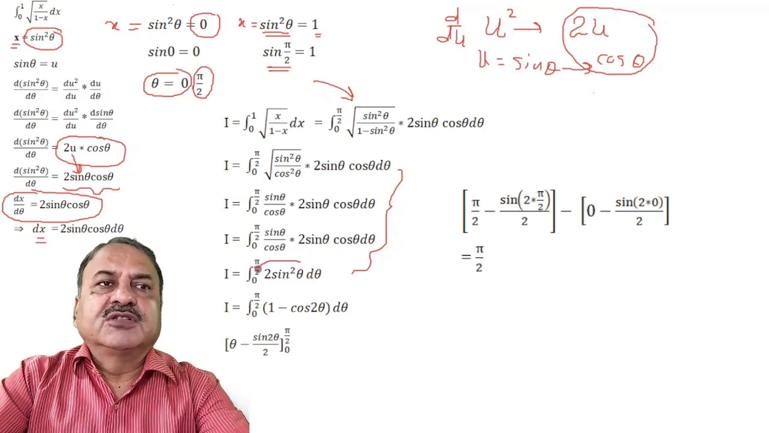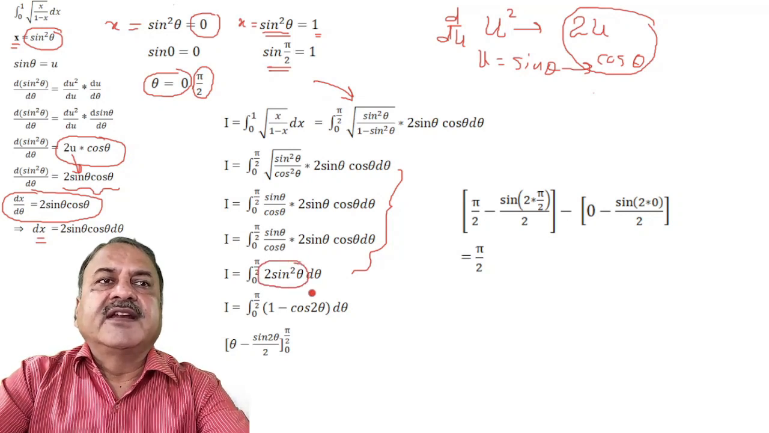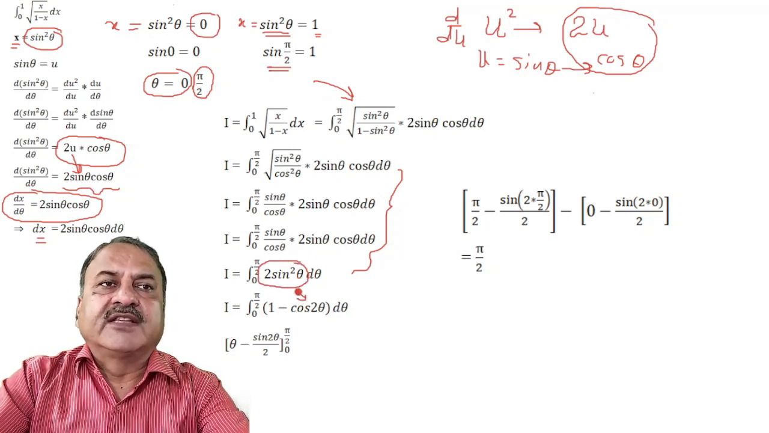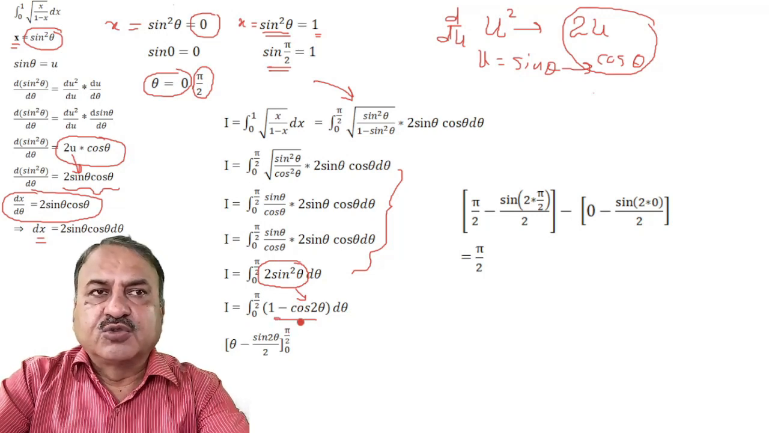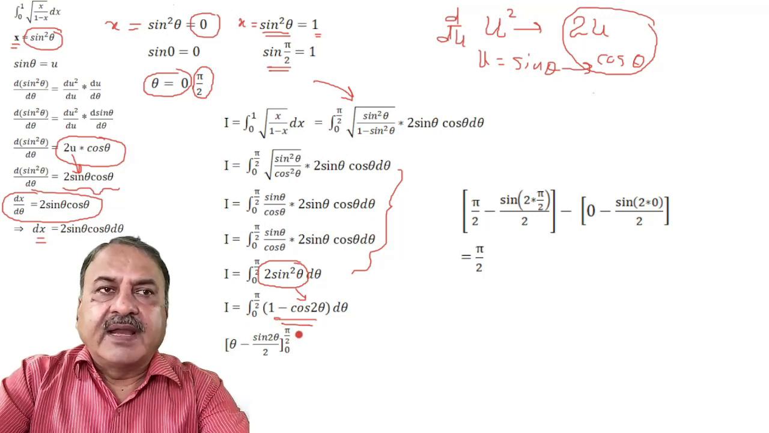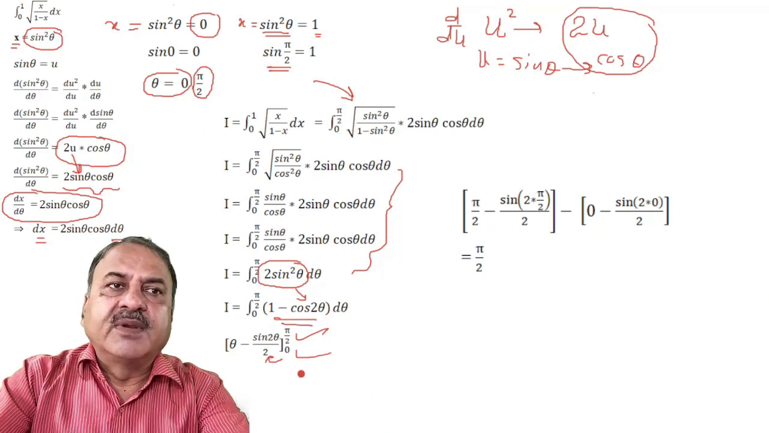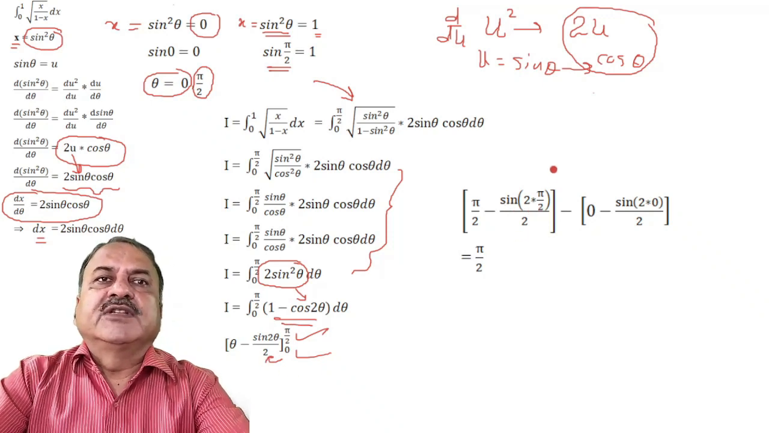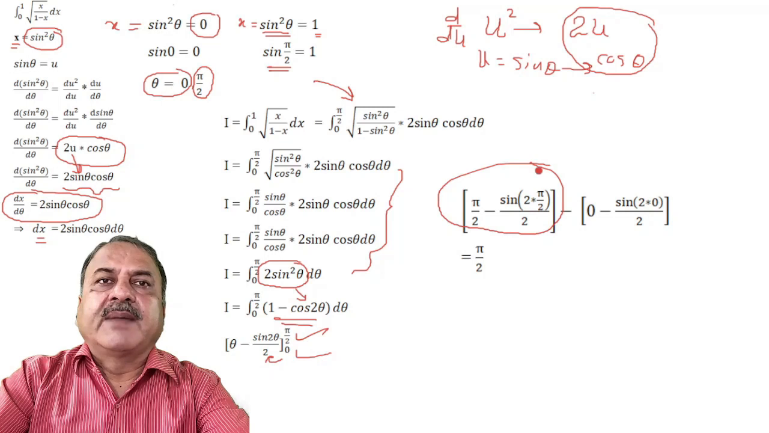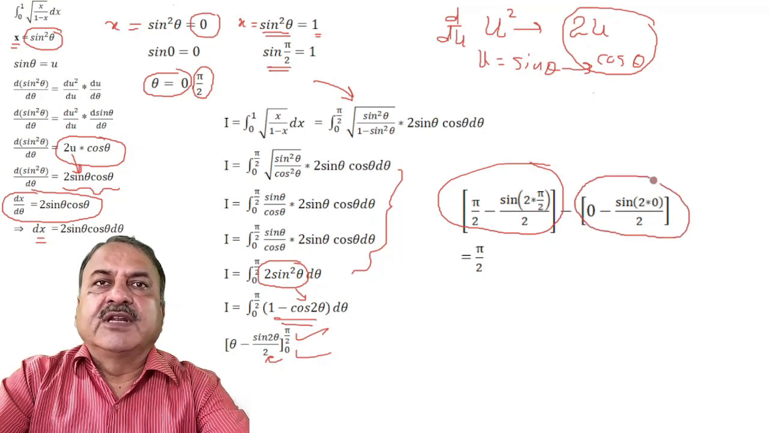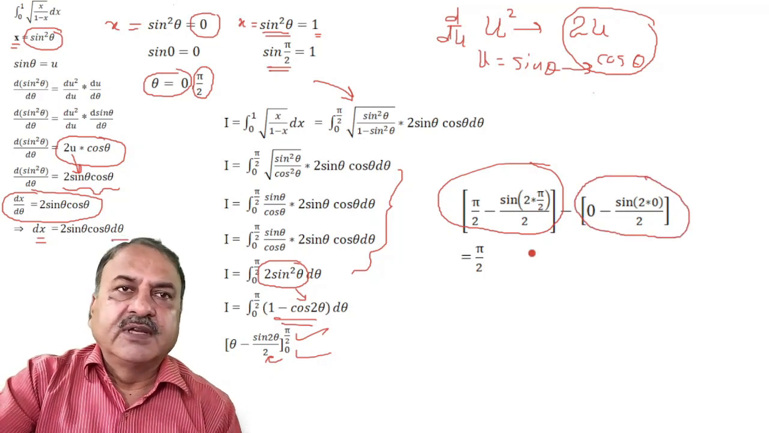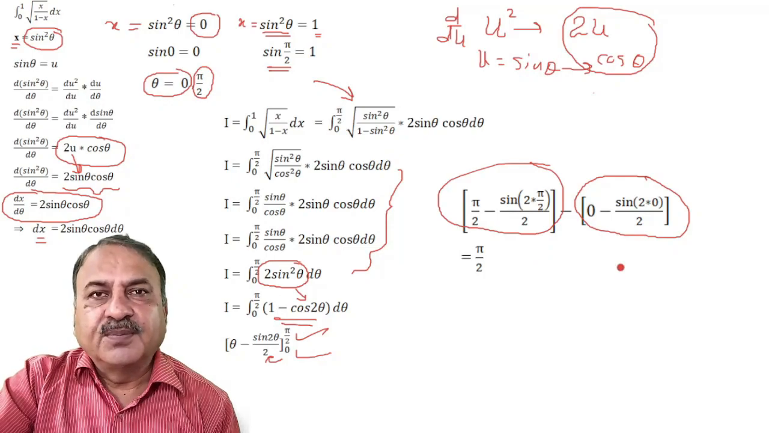We used the double angle identity and wrote 2 sine square theta as 1 minus cos 2 theta. The upper limit is pi by 2, the lower limit is 0. We plugged in pi by 2, we plugged in 0, and then we performed the subtraction. So this value is pi by 2, this whole is 0, and pi by 2 minus 0 is pi by 2. I hope that helps.